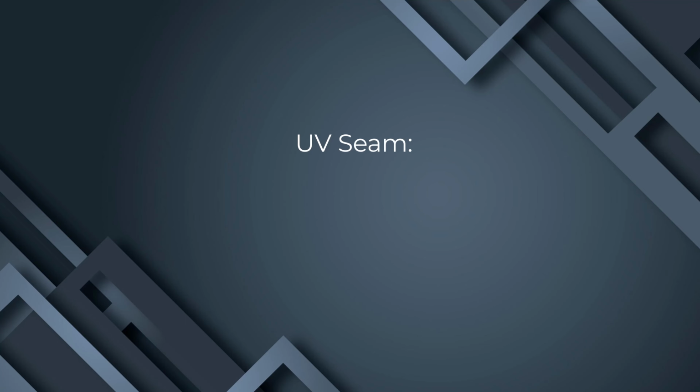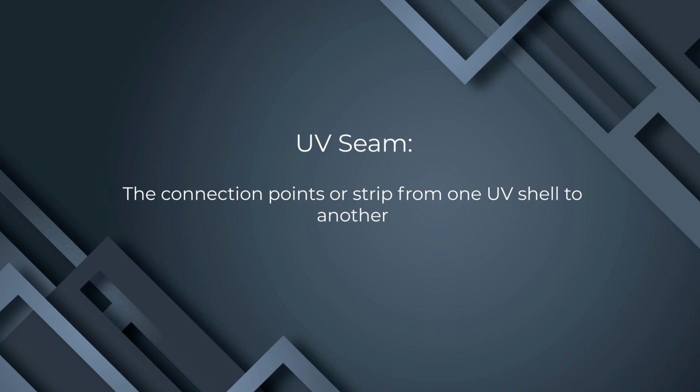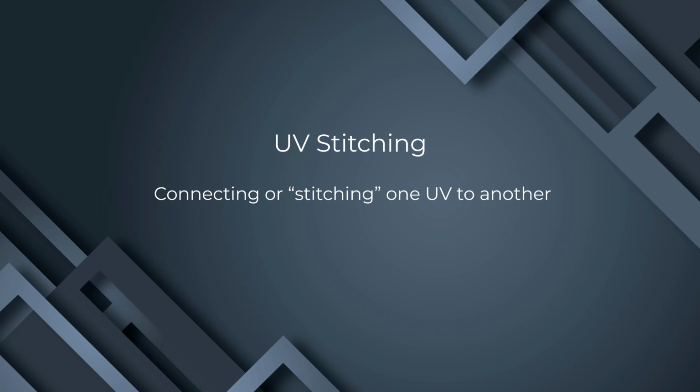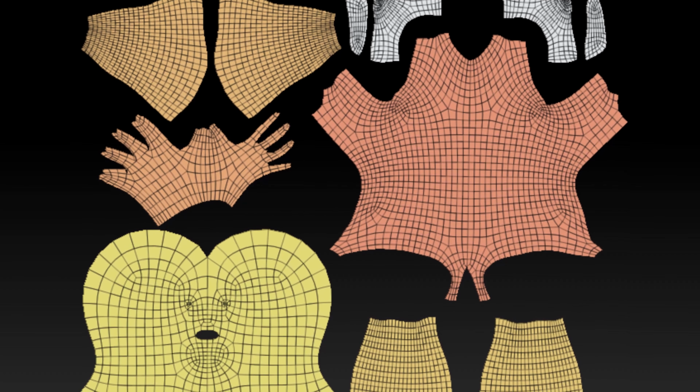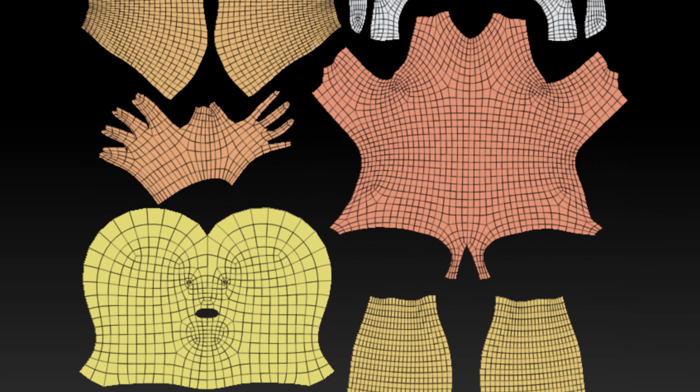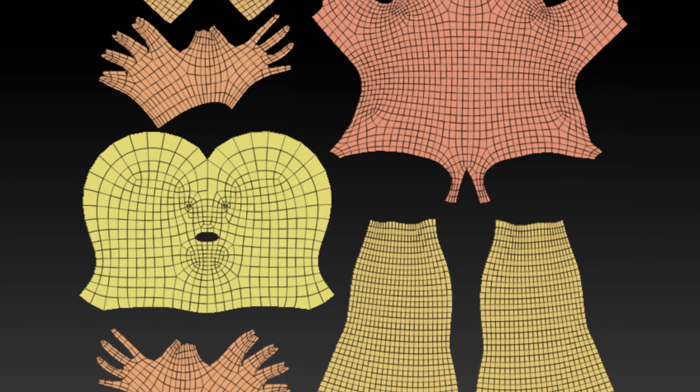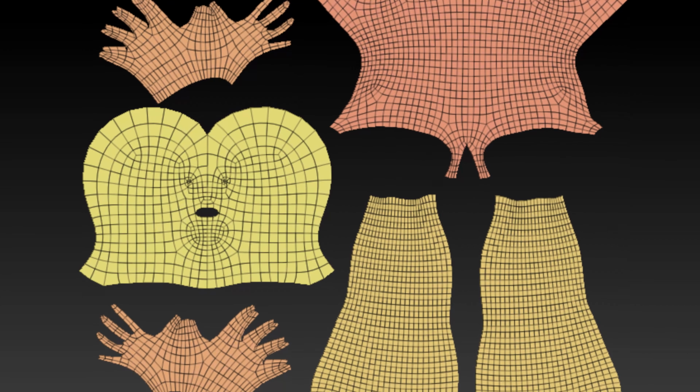UV seams, the connection points of one UV shell to another. UV stitching, connecting one UV shell to another. So we could think about making UVs in terms of making clothing. When I look at a shirt, I see islands that are main individual pieces of cloth, and then I have stitch seams which connect those individual pieces of cloth to one another.